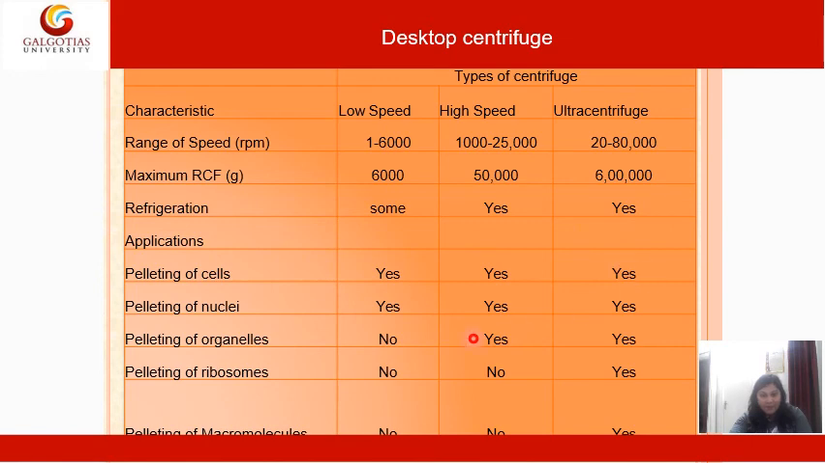And these are the applications. Desktop, high speed and ultracentrifuges can all be used for pelleting of cells and pelleting of nuclei, whereas desktop centrifuges fail for pelleting of organelles, ribosomes and macromolecules. The pelleting of ribosomes and macromolecules is also not possible using high speed centrifuges. So these are the applications.